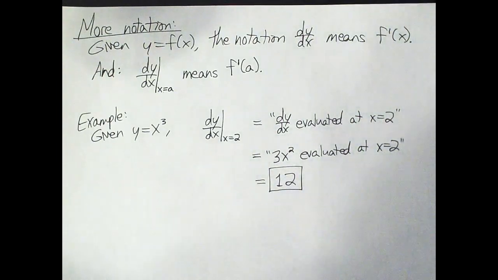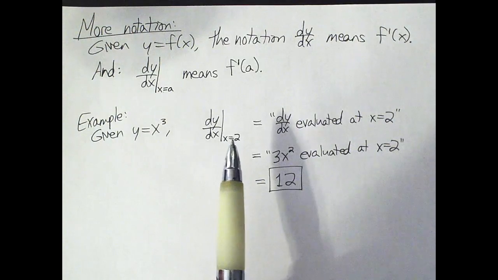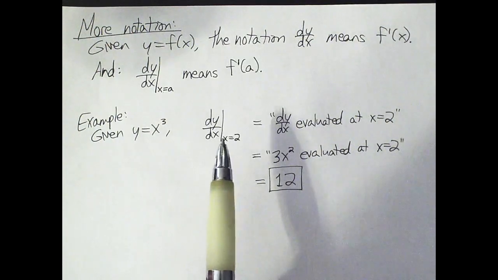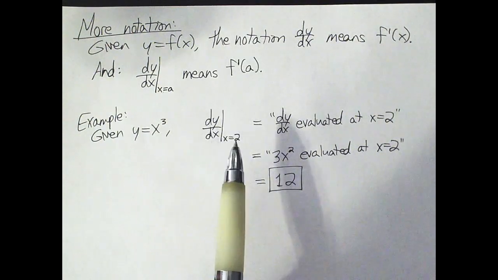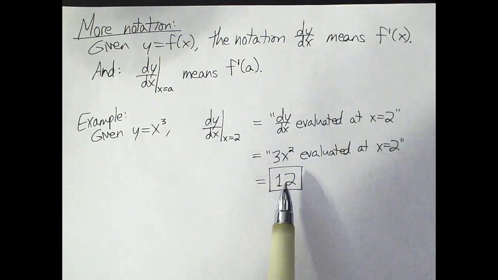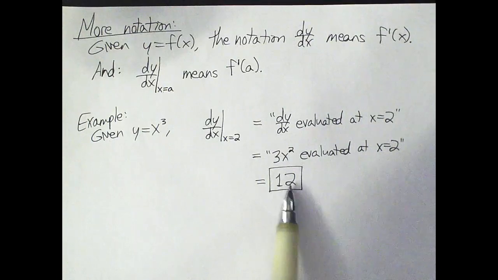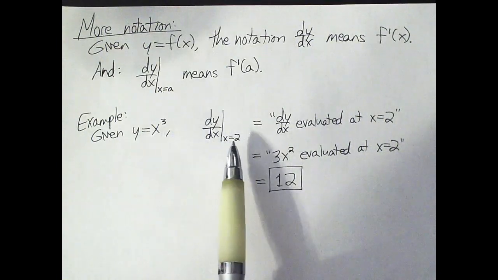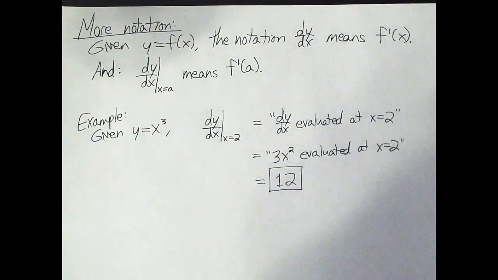The trickiest part of this is just that the notation looks weird, but if you're careful and think about what it means, it makes sense that the answer was going to just be a number, because we're actually plugging in a specific value of x. In fact, this would be the slope of the tangent line to this curve at x equals 2. So we just found it.